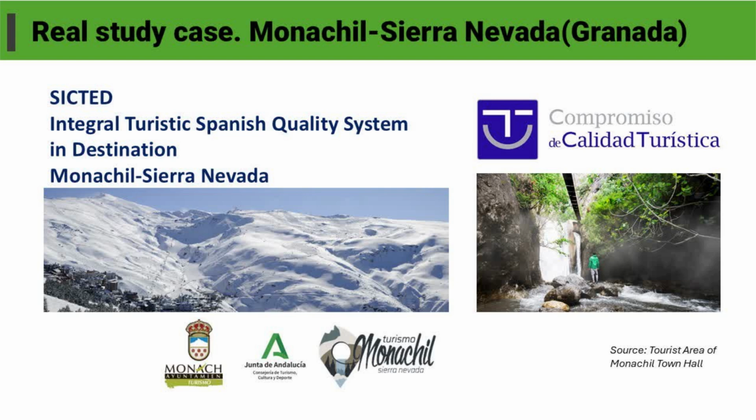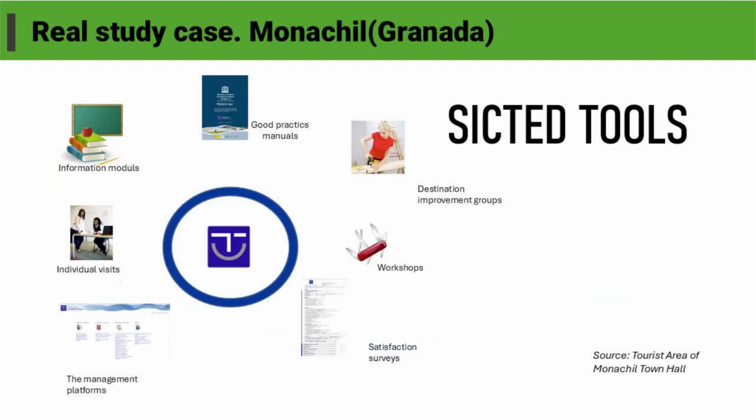Environmental sustainability had to be improved. Greater participation by the local community. Generate greater cooperation and trust between all public and private actors involved. One of the conflicts that arose was traffic management, the parking area, and the Cojueros area. The solution was to create a specific working group to solve the problems and to conclude by creating a car park and regulating visits to the Cojueros area. In this collaborative governance process, the tools used are good practice manuals, destination improvement groups, workshops, satisfaction surveys, the management platform, individual visits, and information modules.